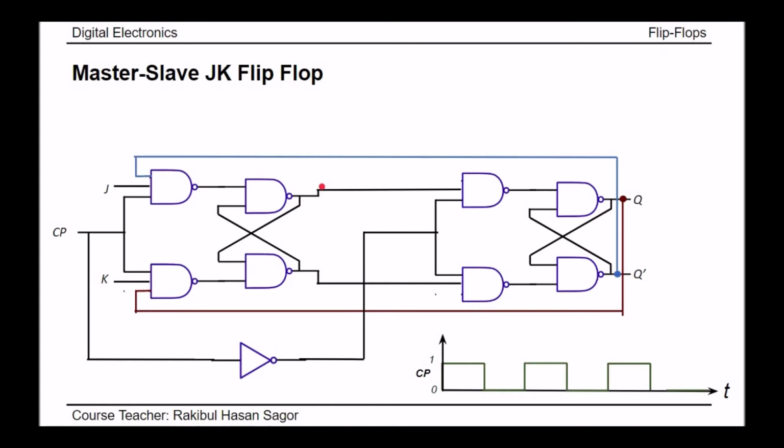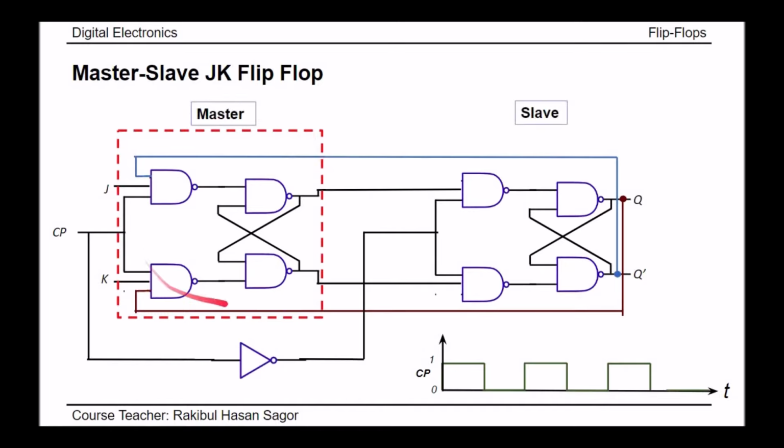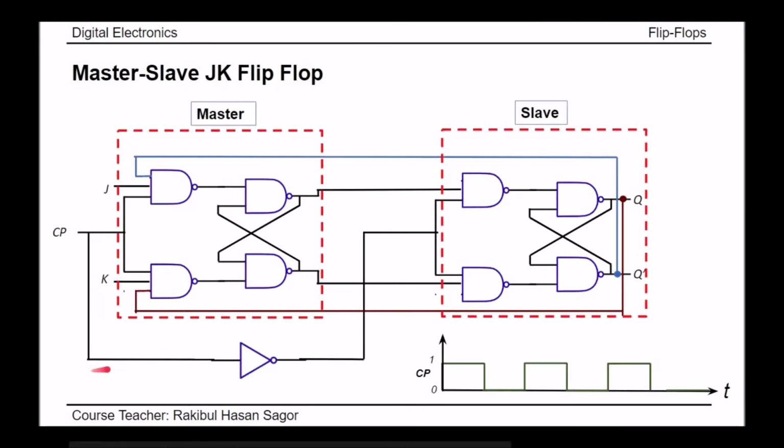This is the logic diagram for master slave JK flip-flop. We have master portion here and slave portion here. Both master and slave are connected with the same clock pulse triggering, but the first one has the direct connection, the second one has a connection through this NOT gate. Now, when J equal to 0, K equal to 0, J equal to 1, K equal to 0, J equal to 0, K equal to 1, the operations are similar to our master slave RS flip-flop. That's why I'm not going to describe it here.